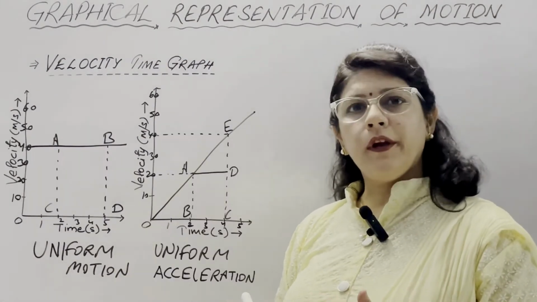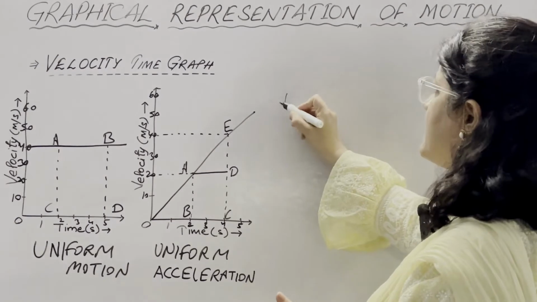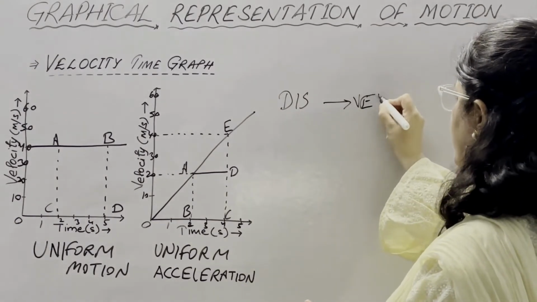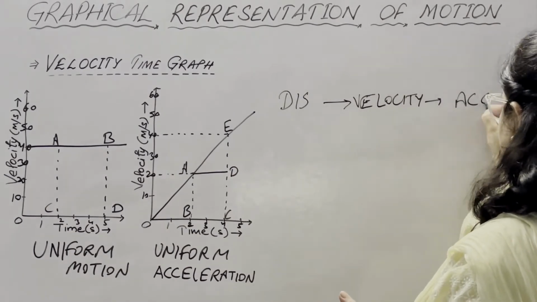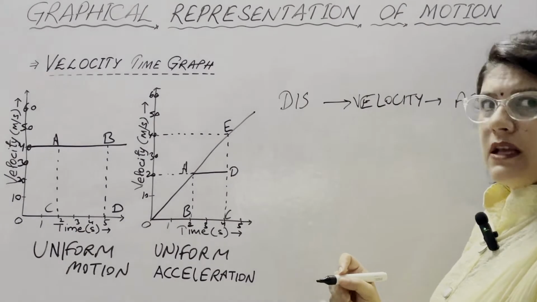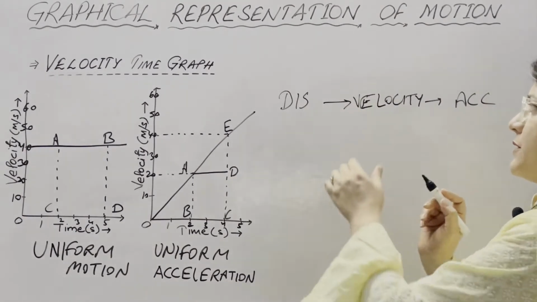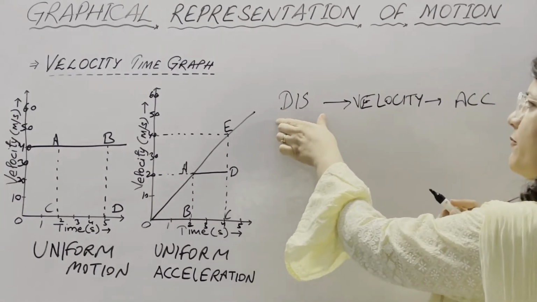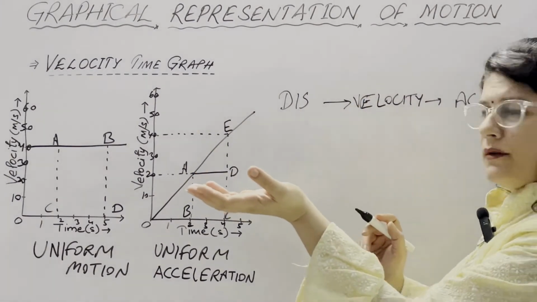Now here I am going to share a trick with you. As we know, distance is required to calculate velocity and velocity is required to calculate acceleration. And these graphs are the distance time graph, velocity time graph, and acceleration time graph. From the distance time graph, we need to calculate velocity by finding its slope.